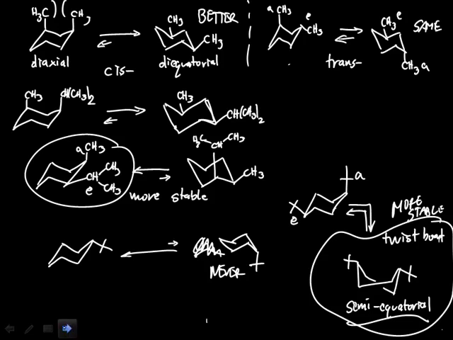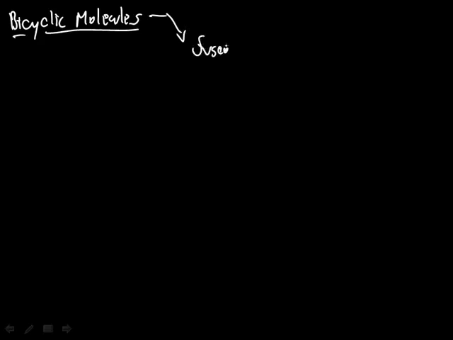Now, as the final part of this lecture, and this doesn't have much to do with cyclohexane, we'll just briefly discuss bicyclic molecules. The bicyclic molecule, as the name implies, have two or more rings together in the same molecule, and depending on the way these rings are joined, they can be fused, and this is the most common type, where they share a bond.